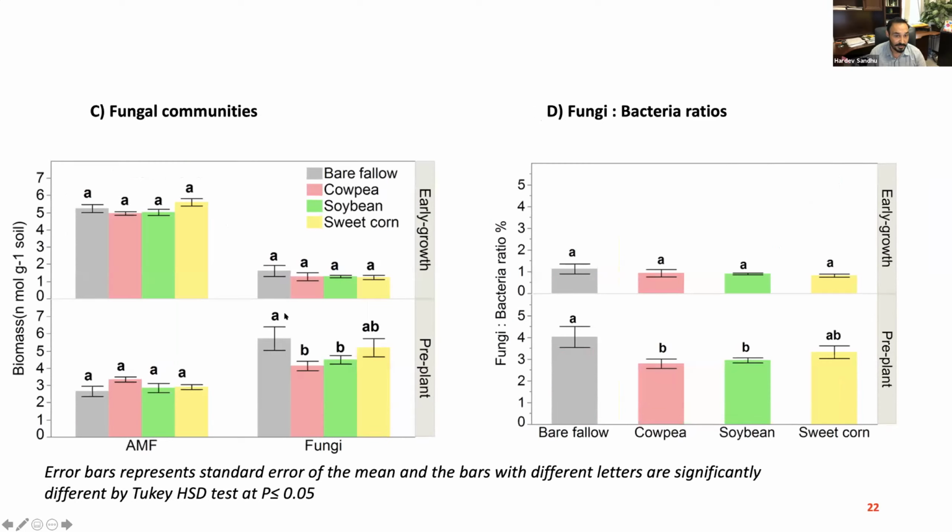Similarly, for fungal communities, we have seen that the cowpea and soybean rotation actually helped in reducing the fungal communities compared to the bare fallow. And that's what we were thinking: that maybe if you grow sugarcane after sugarcane, or sugarcane with rotation with sweet corn, that may promote some of the harmful fungi in the soil, and that caused the yield losses in the sugarcane crop.